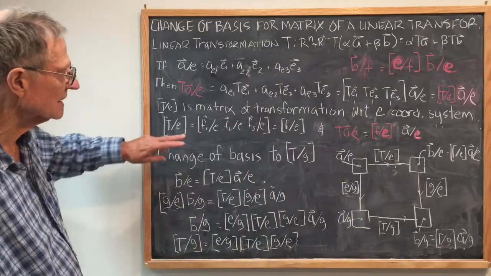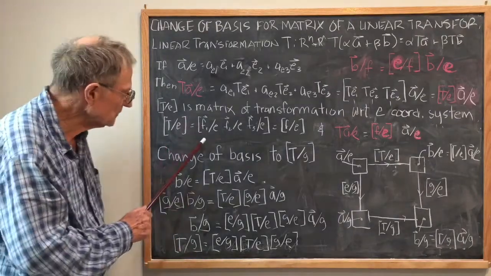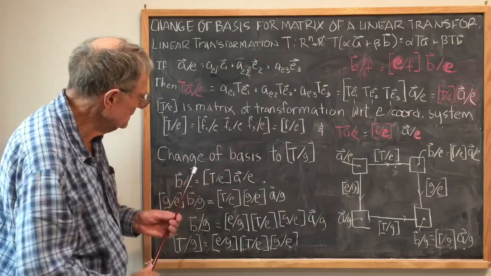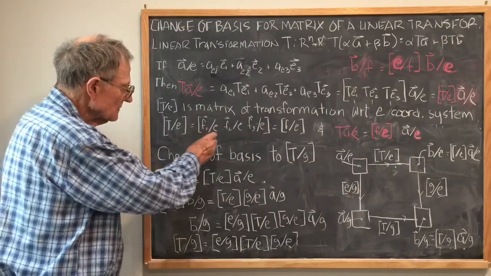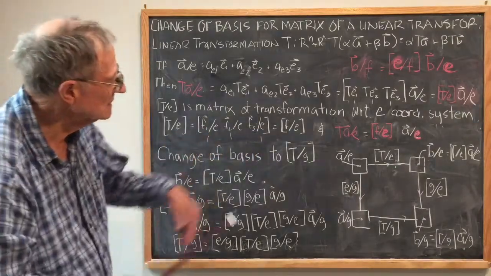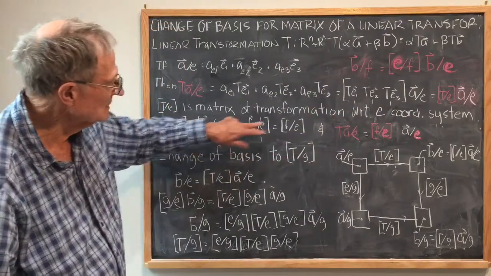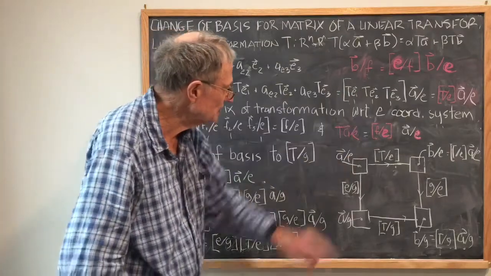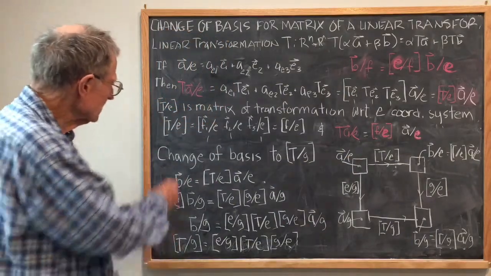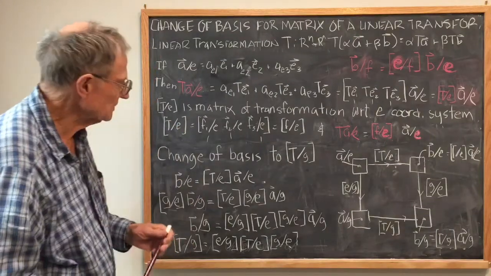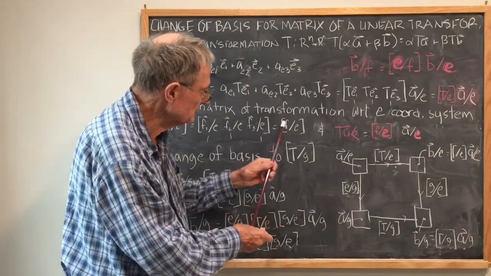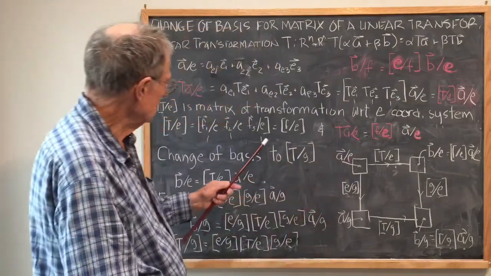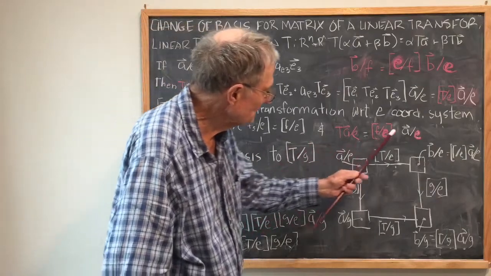T with respect to E can also be written as F1 with respect to E, F2 with respect to E, and F3 with respect to E, where F1 with respect to E is TE1, F2 with respect to E is the same vector as TE2, and F3 with respect to E is TE3, in which case T with respect to E is simply the change of basis matrix F with respect to E, and you can write T A with respect to E is F with respect to E times A with respect to E.